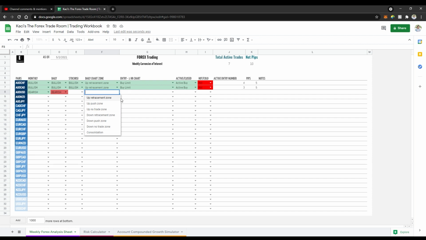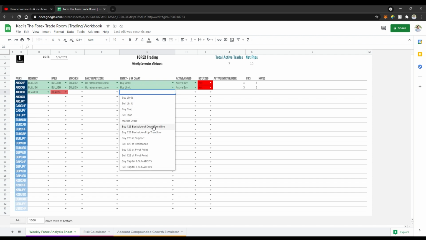And so you would go ahead and put in how you are entering on the 1 hour. These are the ways that we enter trades. It has to meet certain rules in order for us to do it. Are we limiting in? Are we executing right away? Are we waiting on a 1, 2, 3 on the backside of a trend line? Is it down or is it up? Are you waiting for support, resistance? It gets really detailed, but this is stuff that we go over in the weekly Forex ritual.